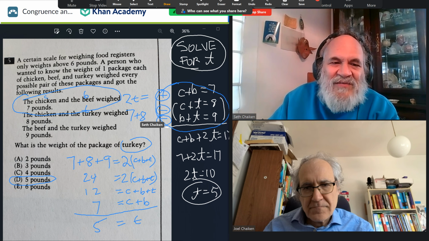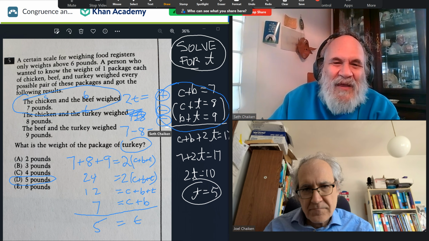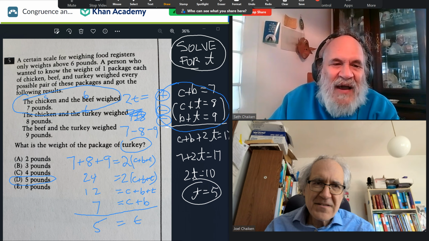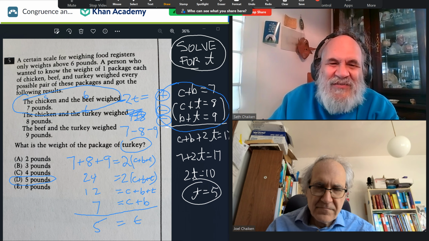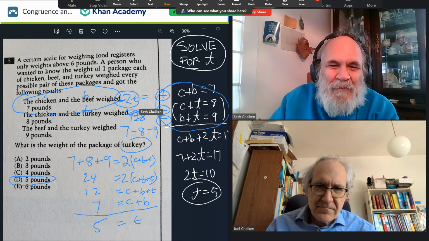7 plus 8. Oh, sorry. Equals 7 minus 8 minus 9. So does this make sense? No, it doesn't. Okay, it's minus 2T. There we go. So subtract the second equation and the third equation, and then what you get is minus 2T's. Minus 2T's equals 7 minus 8 minus 9.